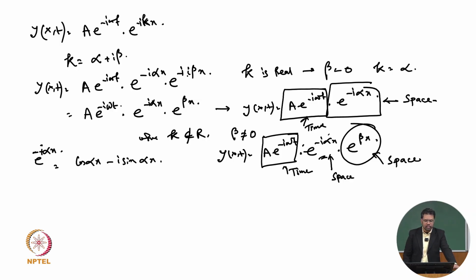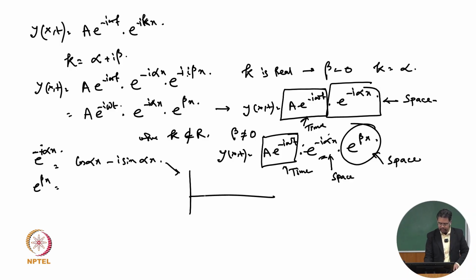Okay. So that tells me that once beta is equal to 0, we are getting a sinusoidal solution. Agreed? Now how does this portion look, e to the power of beta x? So this is nothing but a sinusoidal. Okay. How should e to the power beta x look?